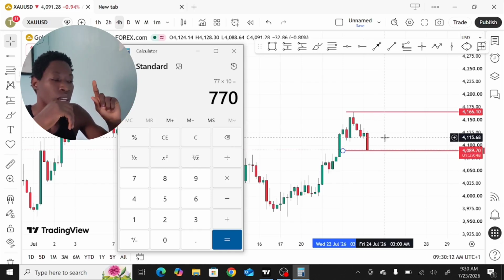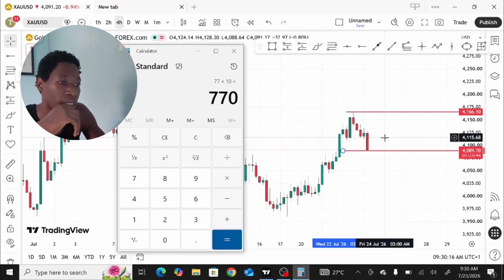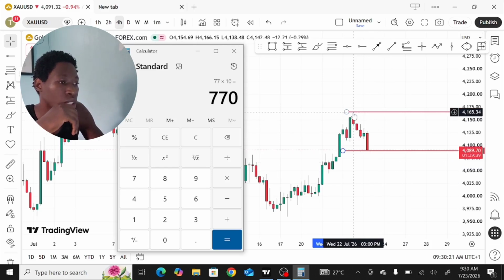Gold is a very volatile pair, so it is better traded on the lower time frame than on the higher time frame. So you see, just this particular move is 700 and something pips. If you had sold gold from this point to the point it is currently, it is 770 pips.